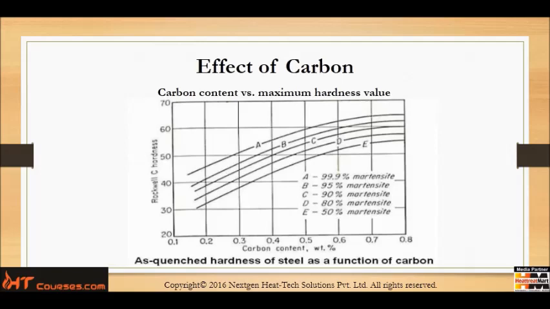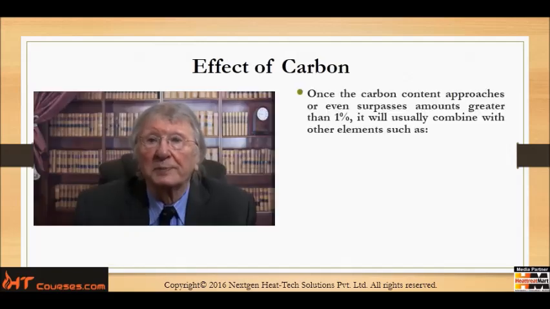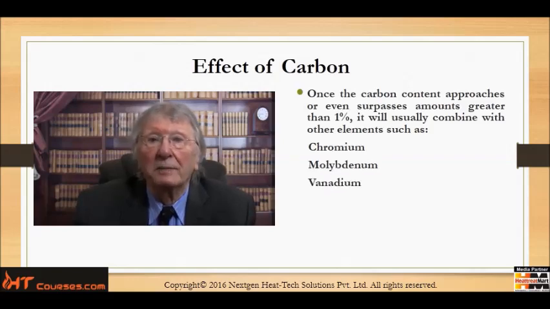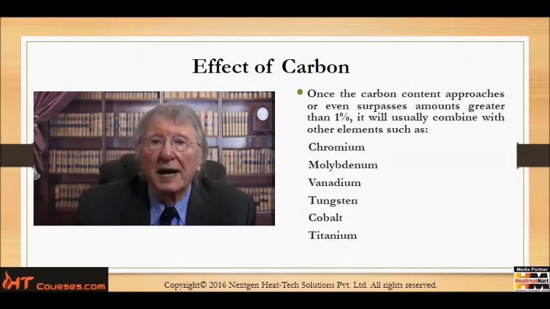And it shows the hardness value on the vertical axis and the percentage of carbon on the horizontal axis. Once the carbon content approaches or has even surpassed amounts greater than 1%, it will usually begin to combine with other elements such as chromium, molybdenum, vanadium, tungsten, cobalt, titanium, forming carbides of each of those elements.